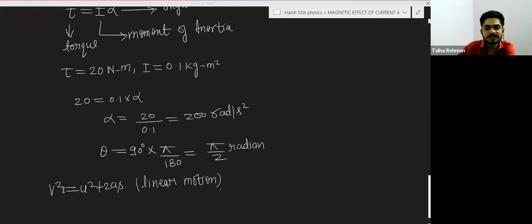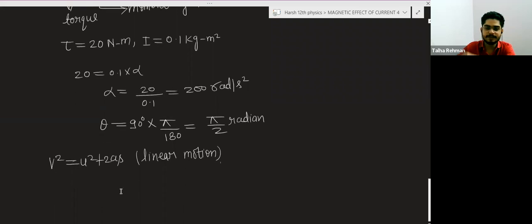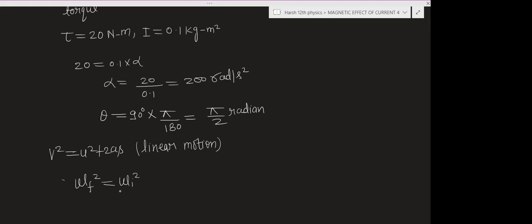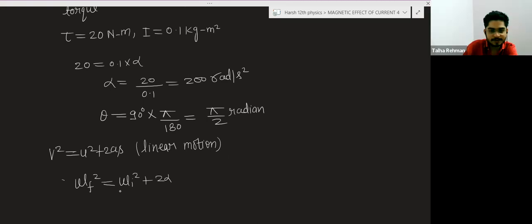Here v represents the final velocity, u represents the initial velocity, a is the acceleration, s is the linear displacement. But in the case of rotational motion, we apply this: omega final square is equal to omega initial square plus 2 into alpha into theta.